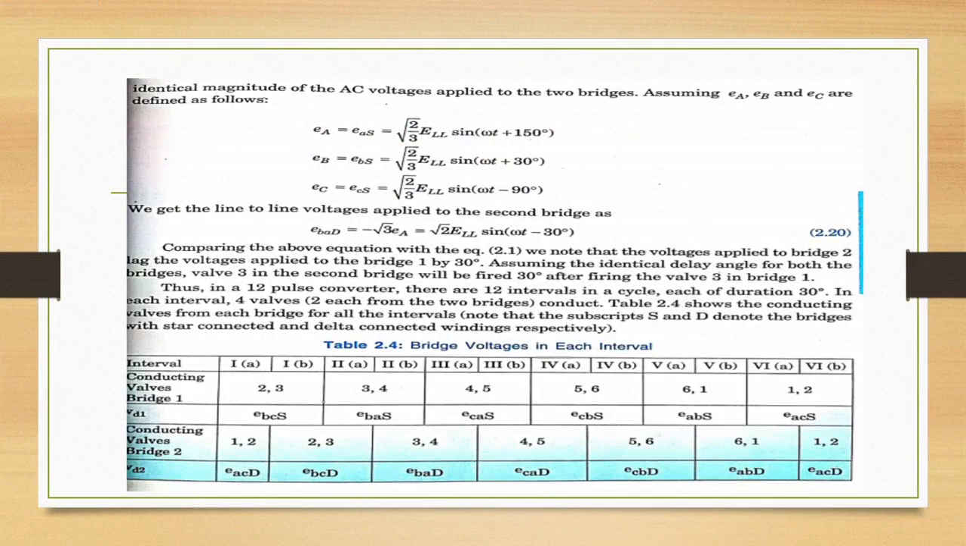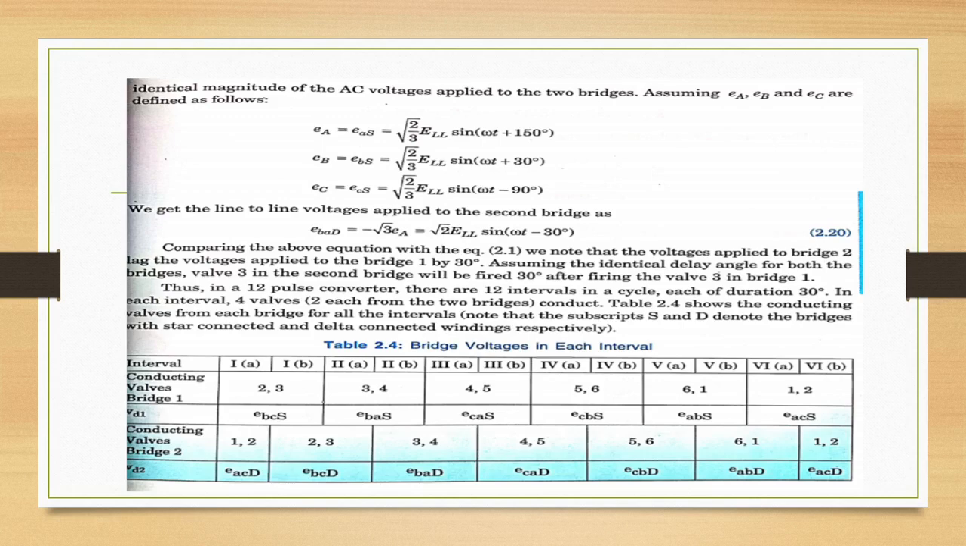In determining the voltage and current waveforms, there is no loss of generality in assuming the turns ratio of the transformer feeding bridge 1 as 1:1 and the turns ratio of the transformer feeding the second bridge as 1:√3. Assuming ideal transformers, we get identical magnitudes of the AC voltages applied to the two bridges. Assume EA, EB and EC are defined as follows: EA equals EAS equals root of 2 by 3 ELL sin omega t plus 150, plus 30 and minus 90 for EB and EC respectively.